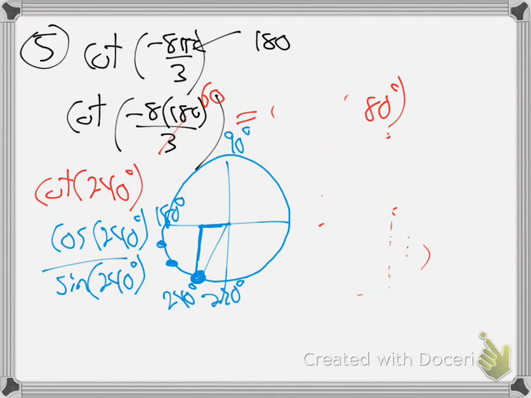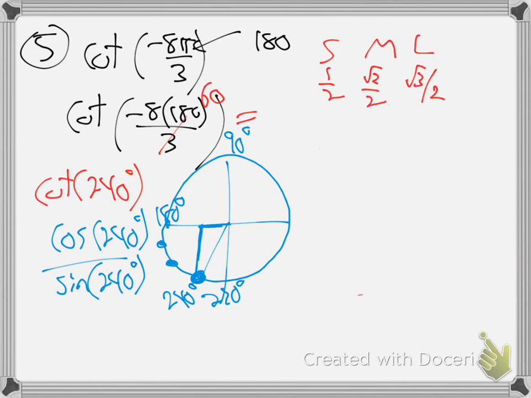So let me get some room here. And so what are those? And you know the small, medium, large, right? Small, medium, large. A half, root 2 over 2, root 3 over 2. So it's back a small amount, down a large amount, isn't it? To get to here, right?